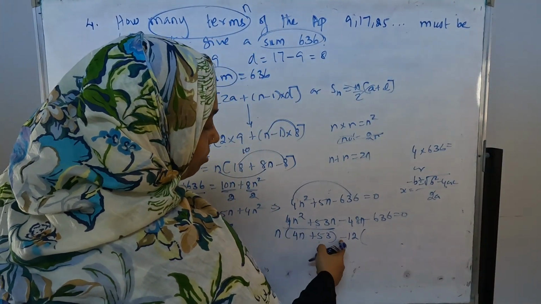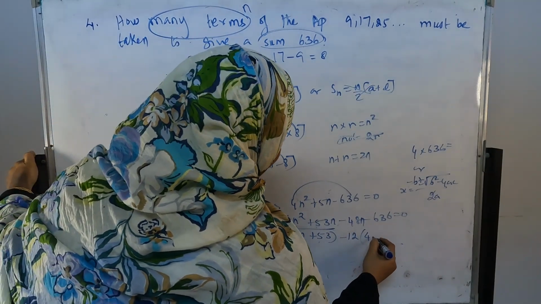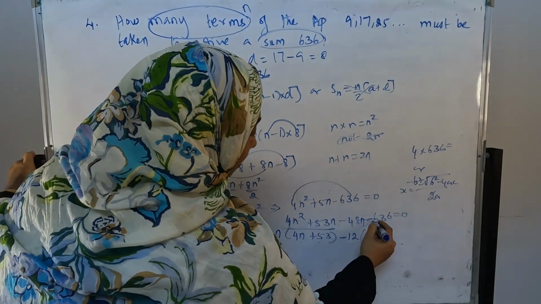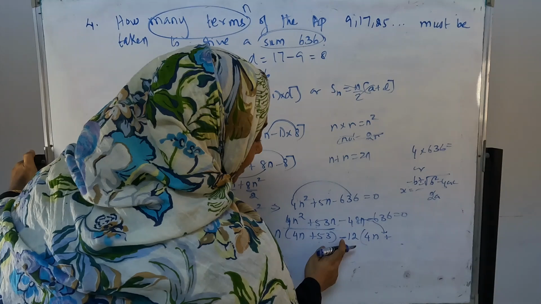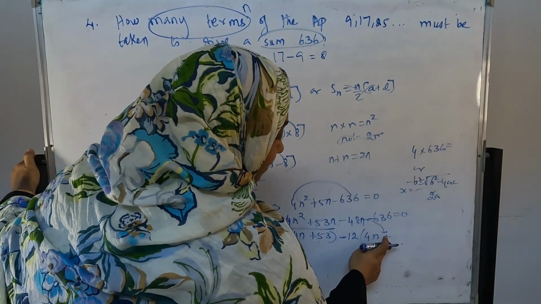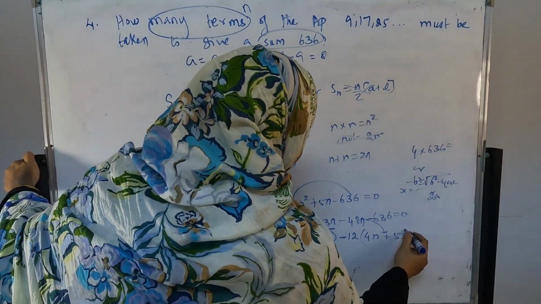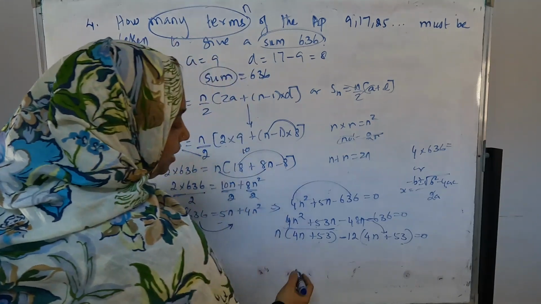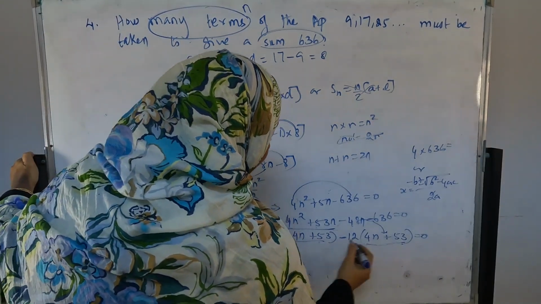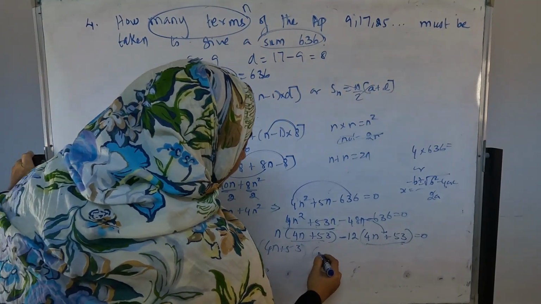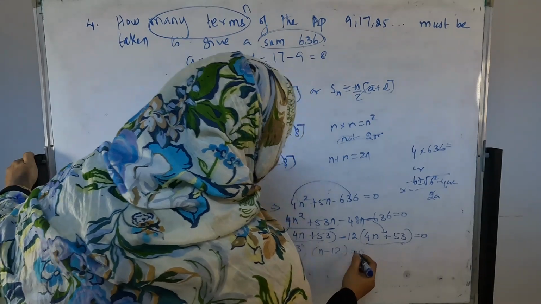Okay, minus I took outside, so 12 fours are 48, 4n. Now this minus, since I took a minus outside, becomes plus, so we have to change and write the symbol here. Plus, then here 53 will come. Okay, now this common factor for both, you write outside. n minus 12 equal to 0.